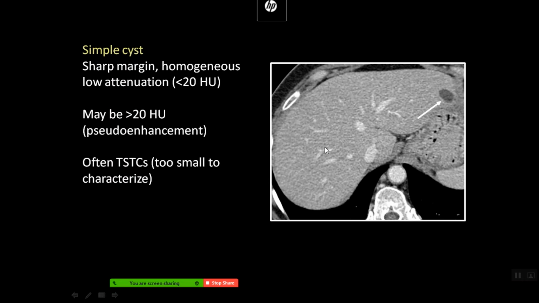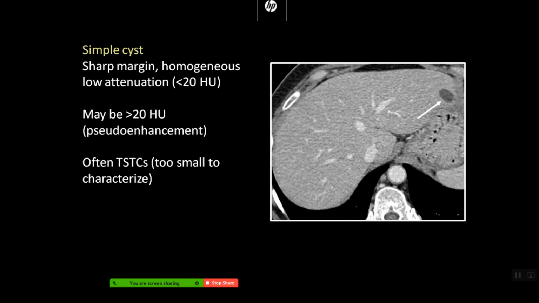Okay, the problem is when it's a 4 millimeter TSTC, too small to characterize lesion, and the patient has gastric cancer or colorectal cancer. Then you just say it's a hypodensity, 4 millimeter, too small to characterize, indeterminate, and leave it there. Usually almost all of them are simple cysts, but you can't be 100% sure, so we use this term. But whenever it's a clear-cut cyst, then you just call it a cyst and leave it there.